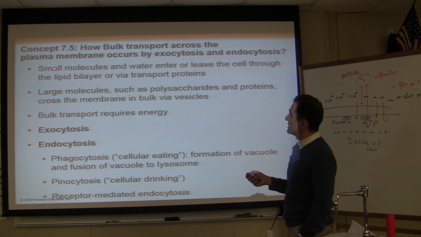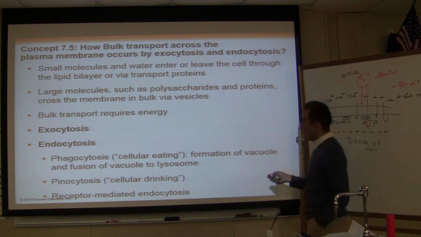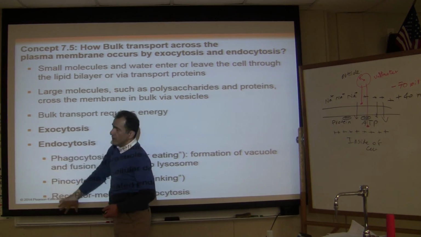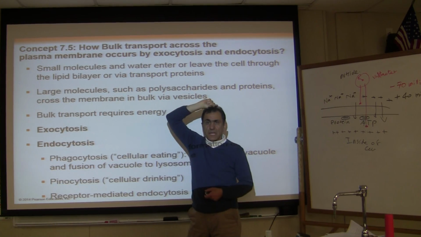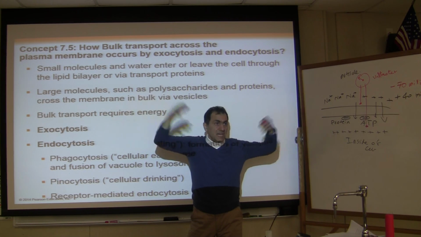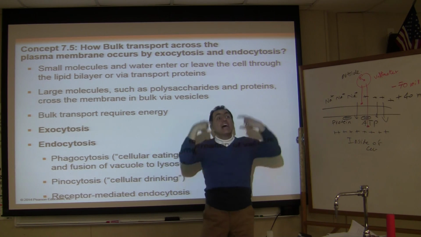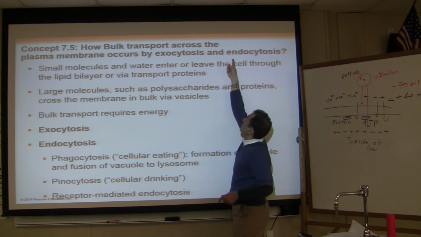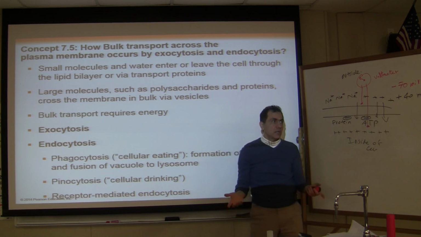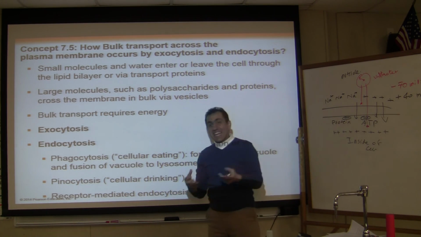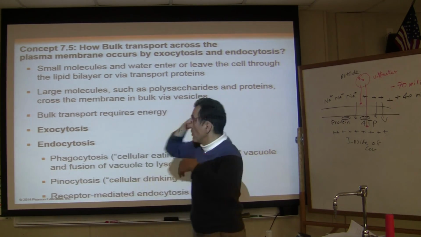Bulk transport across the plasma membrane occurs by exocytosis and endocytosis. Tell me, what does exo mean? Exo means exit, getting out. Cyto means cell, so getting out of the cell. And what does endo mean? Coming inside of the cell. And cyte means cell. Getting out and getting in, in huge bulks, okay? So let's go over what they are.